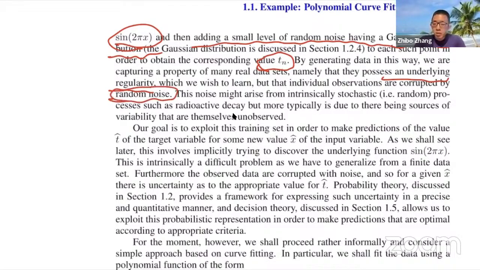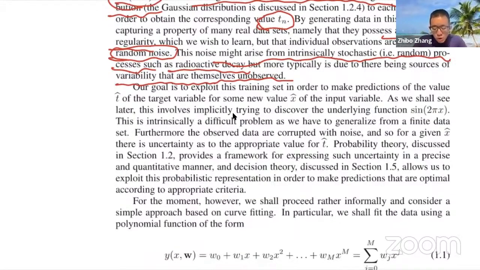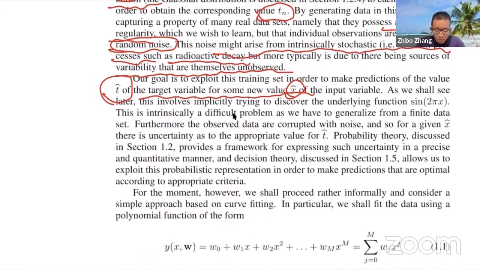Okay, so our goal is to get rid of the effect of random noise and capture the real patterns underneath. This noise might arise from intrinsically stochastic processes, such as radioactive decay, but more typically is due to there being sources of variability that are themselves unobserved. Our goal is to exploit this training set in order to make predictions of the value t-hat of the target variable for some new value x-hat of the input variable. As we shall see later, this involves implicitly trying to discover the underlying function sin(2πx).